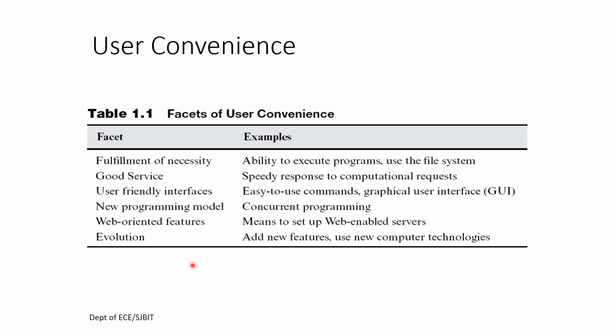So there are a number of facets of user convenience. One is the fulfillment of necessity, good service, user-friendly interface, new programming model, web-oriented features and also evaluation. These are the examples.